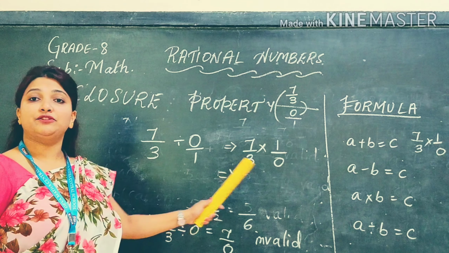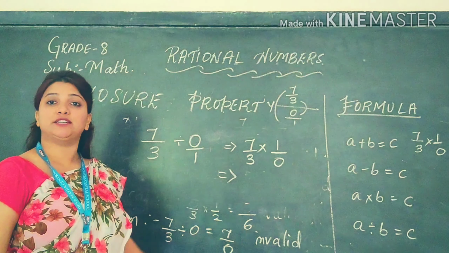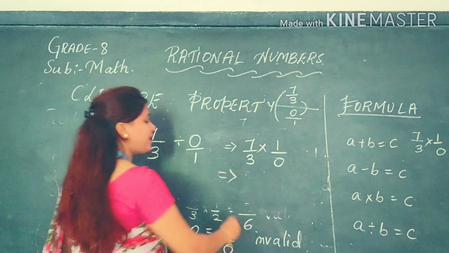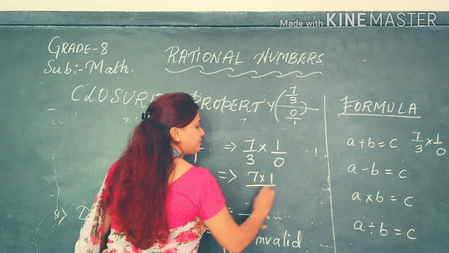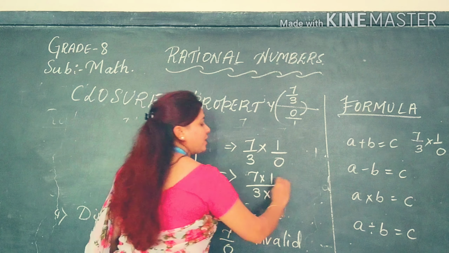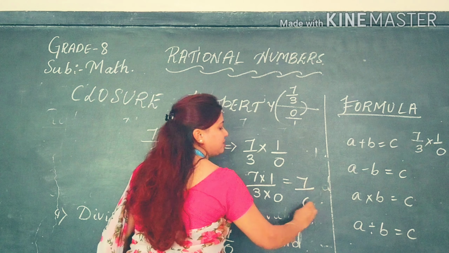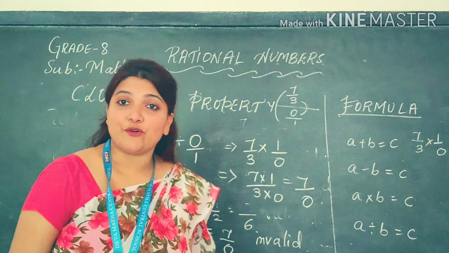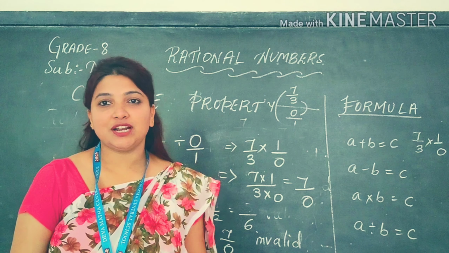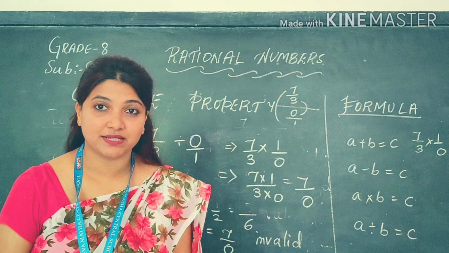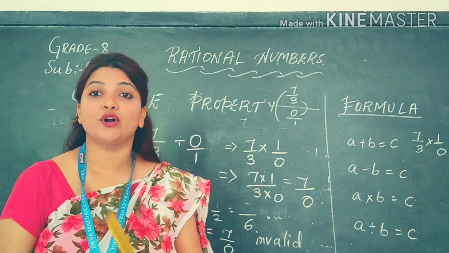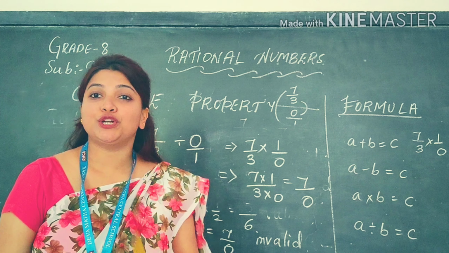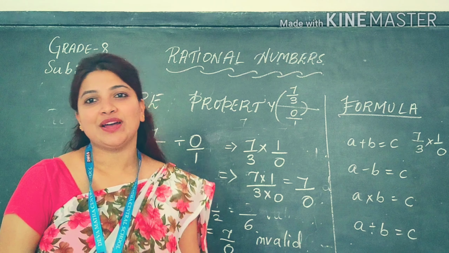Now again for multiplication, what do we have to do? We have to multiply the numerator directly and multiply the denominator directly. So therefore, 7 into 1 divided by 3 into 0 is nothing but 7 by 0. Again, I got the denominator to be 0. So therefore, for rational numbers, division is not closed, or closure property is invalid for division.